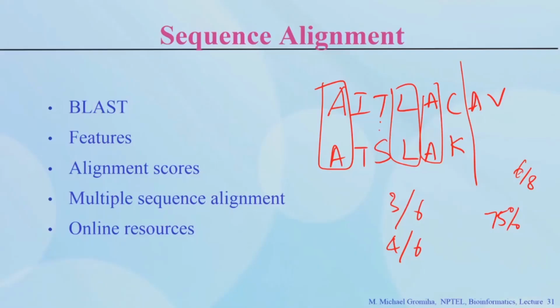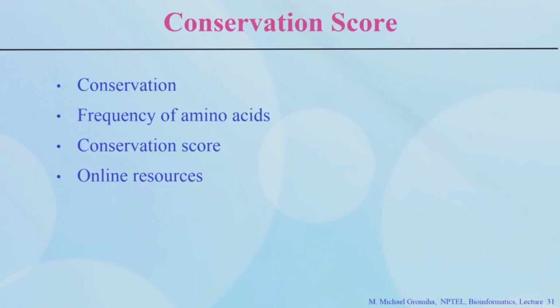What are the online resources available for multiple sequence alignment? Clustal Omega, MAFFT, MUSCLE, and so on. So, you can use various software for aligning the sequences, these multiple sequence alignments. Then we discussed about the conservation.